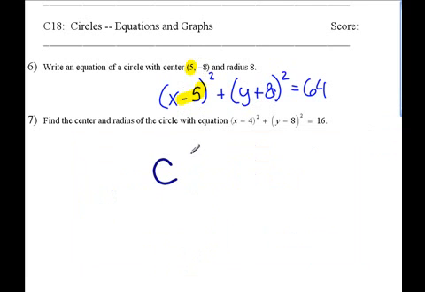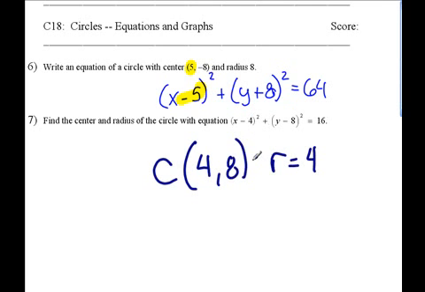Yep, so knowing that makes number 7 really easy. The center is at 4, 8 because we're just pulling opposites out of here. And the radius is 4 because r squared is 16, so r would have to be 4. And we're done with number 7. Let's talk about that if we need to.